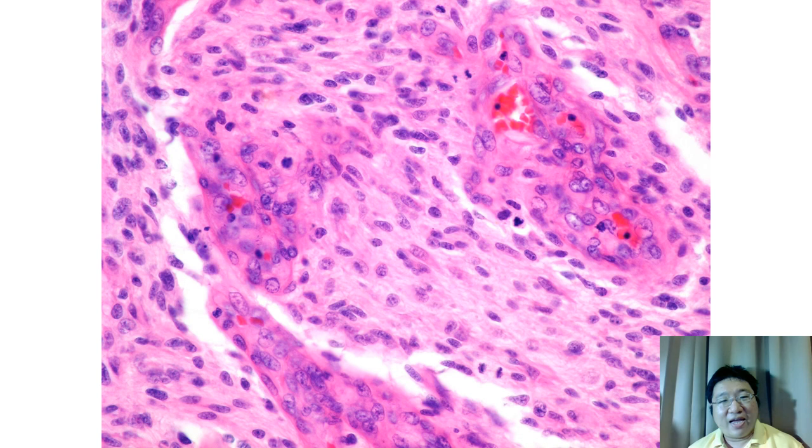And at a higher magnification, we can see that the cellularity is very high. The cells are so dense, close together. We see that the cells show pleomorphism, variation in cell size and shape, or nuclear size and shape. We see hyperchromatism. The nuclei are dark. That is all atypia or anaplasia.